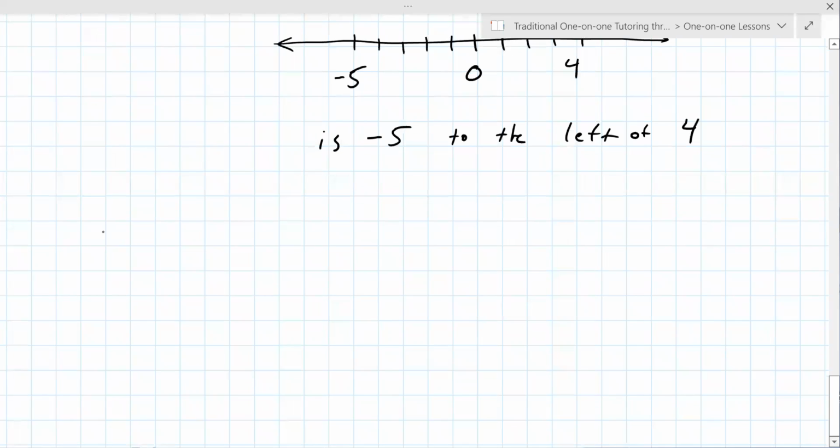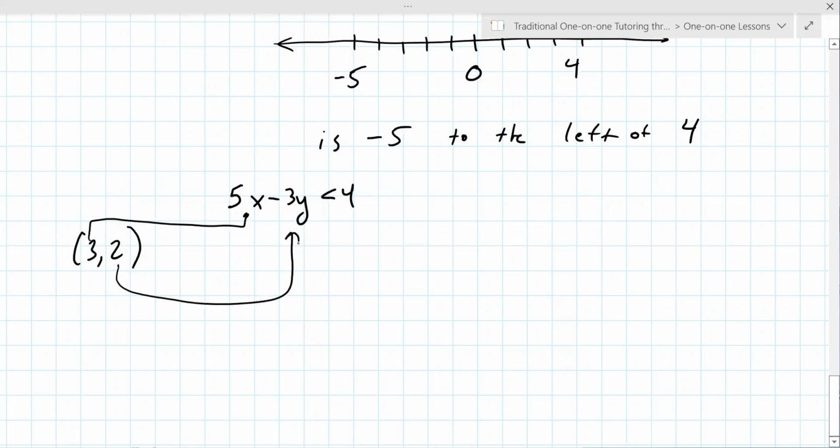Okay, now let's look at our last ordered pair, 3 comma 2. And again, it's 5x minus 3y is less than 4. So I want you to take the x value and plug it in for x, the y value, plug it in for y, and tell me if this is true or false, please.